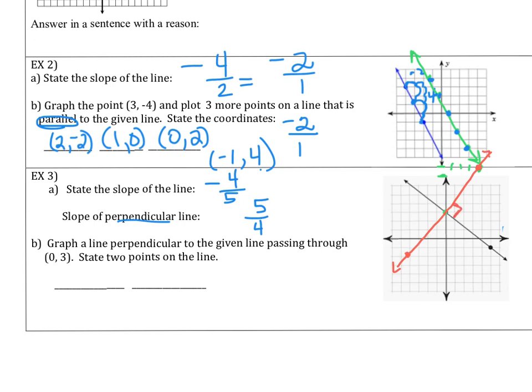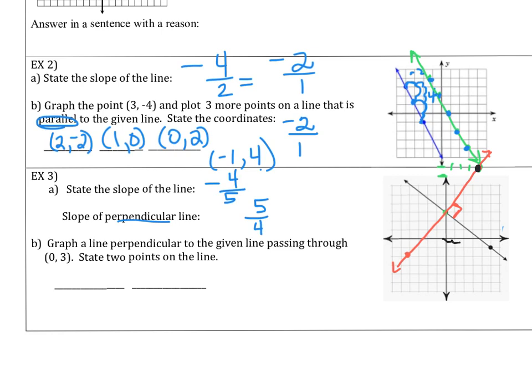You can even take the corner of a paper and stick it in there and make sure that is a 90-degree angle. Now we need to state these 2 points right here. Let's first look at this point right here. To get this point, we're going to go back to the origin.